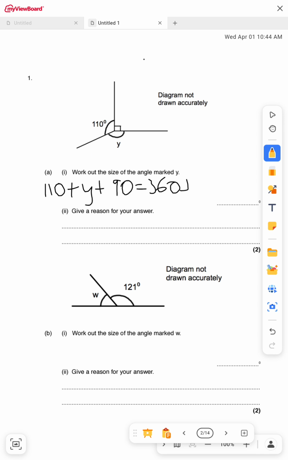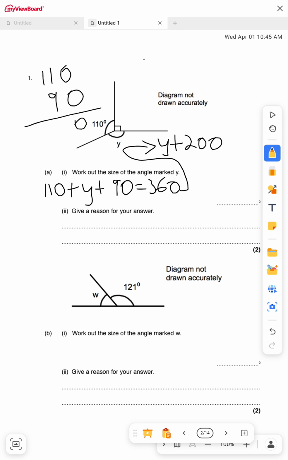Okay, now let's move it over here. Now y plus, what is 110 plus 90? That is 200. Y plus 200 is equal to 360. And what is 360 minus 200? 360 minus 200 is 160. So the answer is 160 degrees.